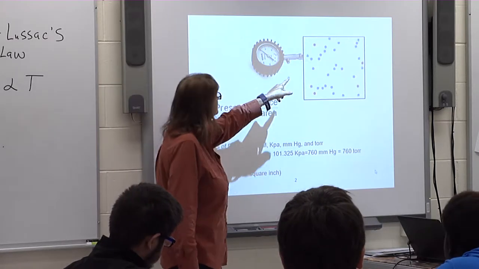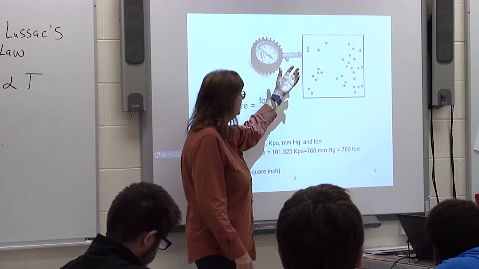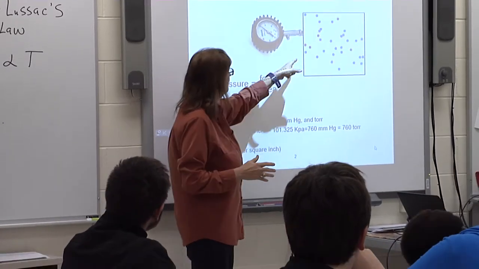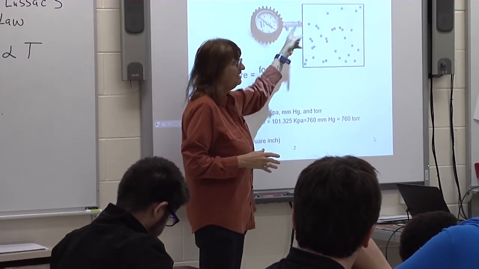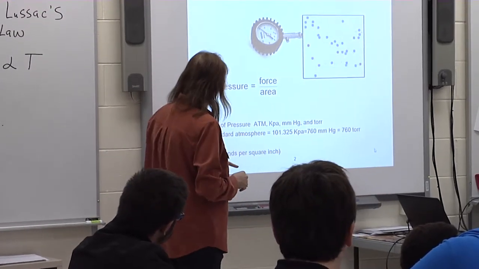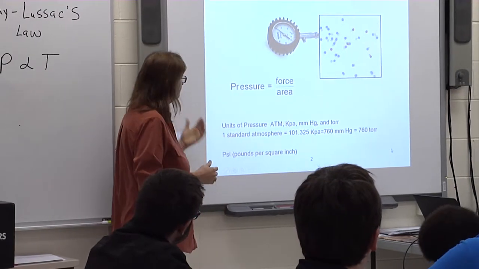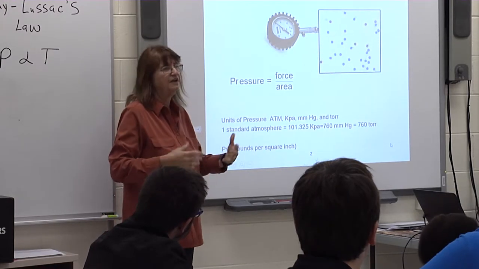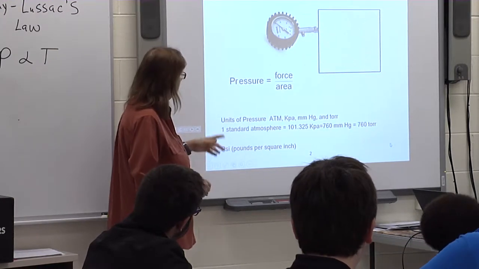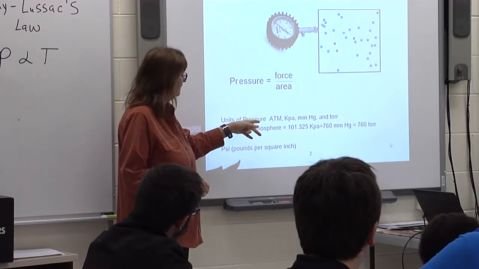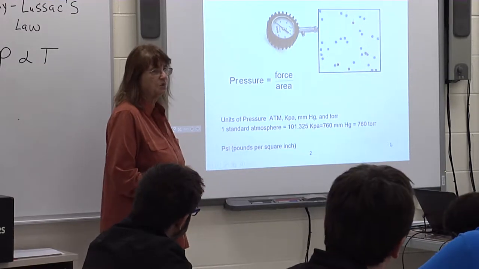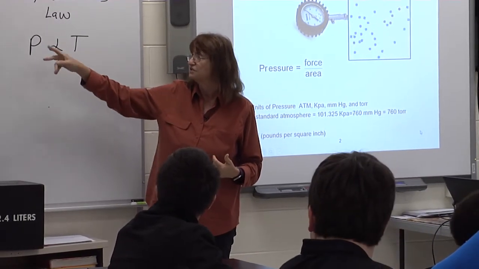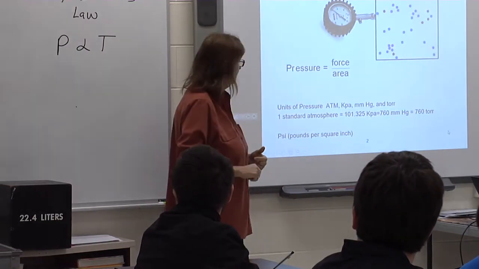I put it here so you could help visualize the idea that gas pressure is the effect of all of those collisions of particles on the wall or on a gauge, if we've attached the gauge to the wall. And that we have a variety of readings that we can do for it. We can use pounds per square inch if we're doing the non-standard ones, or we can use an atmosphere, kilopascals, millimeters of mercury, or torrs. And of course, we're going to be using pressure for our gas laws, for Boyle's law, Charles's law, Gay-Lussac's law, and we're going to go in order.